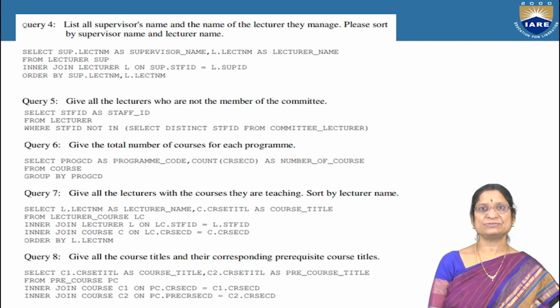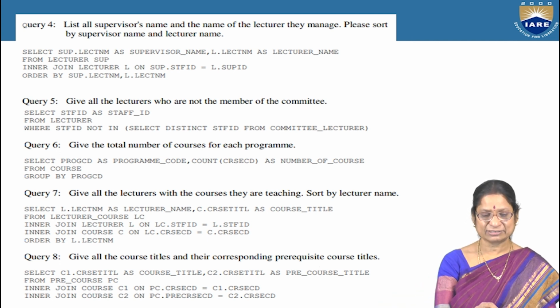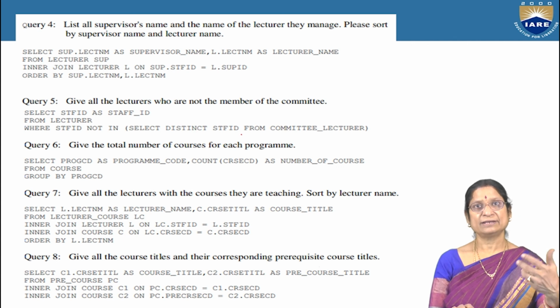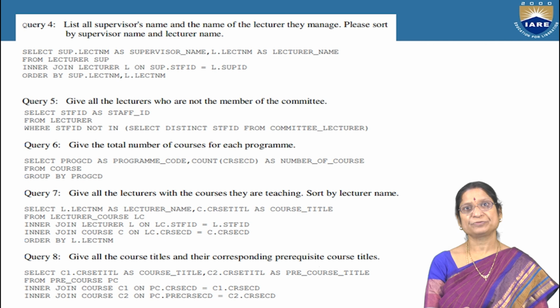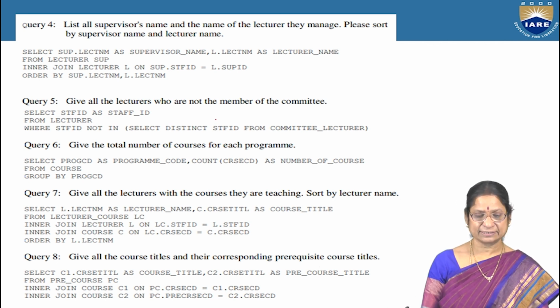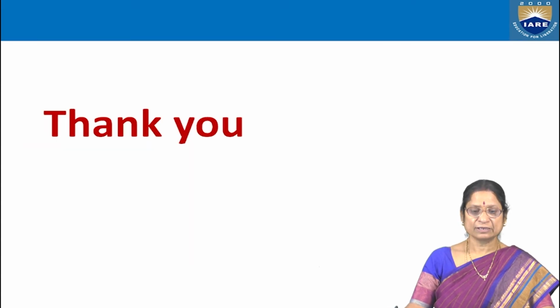Give all the lecturers who are not members of the committee. Compared to the previous third query, instead of using in, we will use not in. It is going to be considered as a subquery. Select staff ID as staff ID from lecturer where staff ID is not in, select distinct staff ID from the committee lecturer. So if it is not in this particular list, then we can say it qualifies. It is a small subquery in this example.